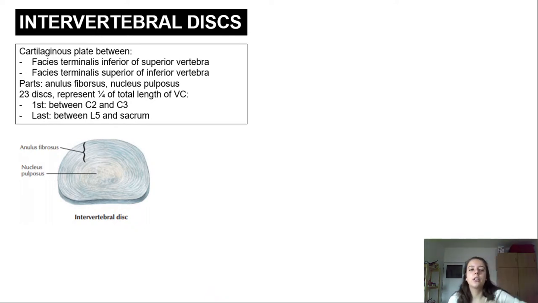The first one where we can start counting the 23 is going to be located between C2 and C3, because it's the first place where we have both facies terminalis inferior and facies terminalis superior of different vertebrae, because remember, the axis has the dens on the superior part, so it doesn't have a facies terminalis superior. The last one is between L5 and the sacrum, because then we have the fused vertebrae of the sacrum. So it's the last place where we can find the intervertebral discs. Very easy, and it's a whole question on your exam, so it's very nice.